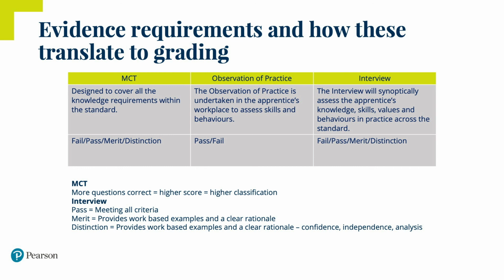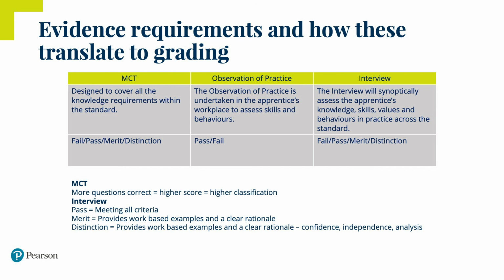So an apprentice can fail if they fail to demonstrate elements of the standard within the observation of practice, or they could fail because elements of their practice are deemed unsafe. The interview is essentially a synoptic review and assessment of the apprentice's knowledge, skills, values and behaviours in practice across the standard. And again, this is a fail, pass, merit or distinction.